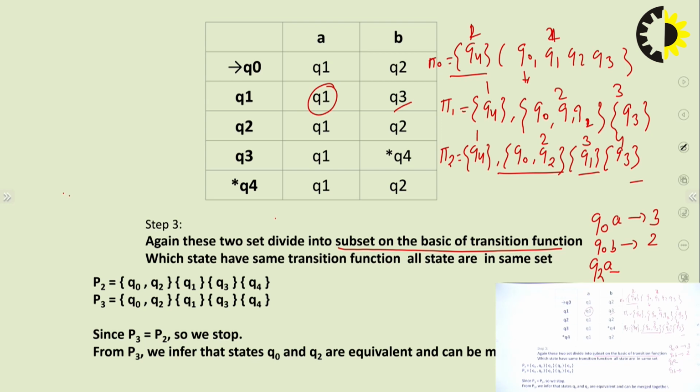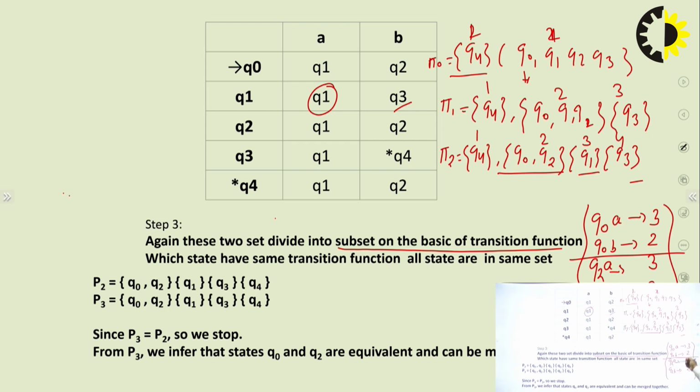And we check the transition function of Q2. Q2A is Q1, and Q1 is set number 3. And Q2B is Q2, and Q2 lies in set number 2. It means the transition functions of Q0 and Q2 are the same.